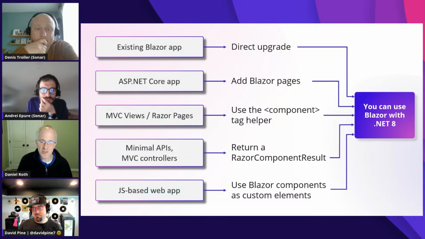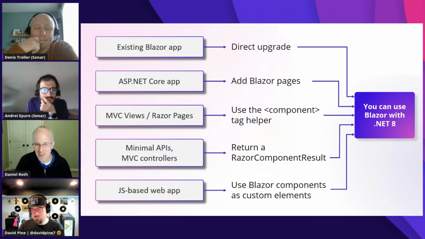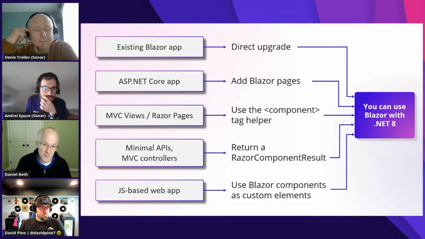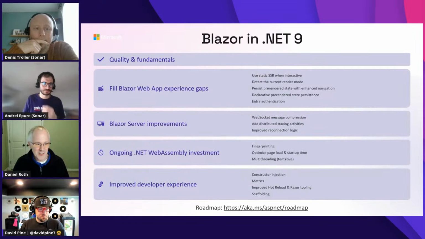Inside your views and Razor pages, you can also add Blazor components to them using the component tag helper that will render a component right there inside your CSHTML file. From minimal APIs and MVC controllers, we now have a Razor component result type in .NET 8 that you can just return to render a component. And for all you folks out there that are using JavaScript, no problem. You can also use Blazor because Blazor supports rendering components as HTML custom elements. So just using open web standards, you can take a Blazor component and surface it in your even JavaScript-based application as a custom HTML tag. So that's Blazor in .NET 8.